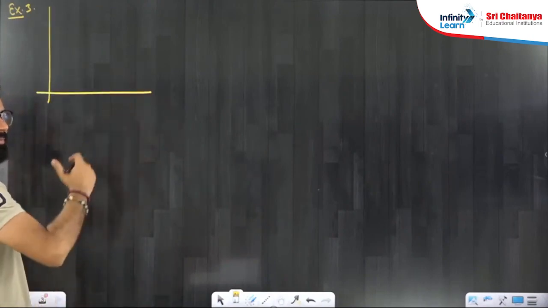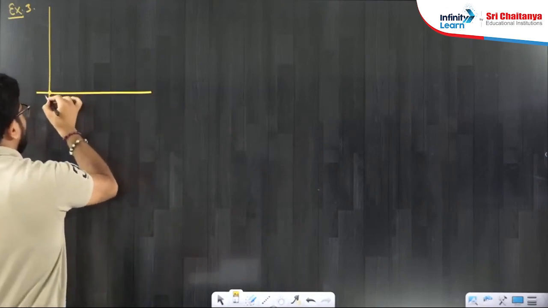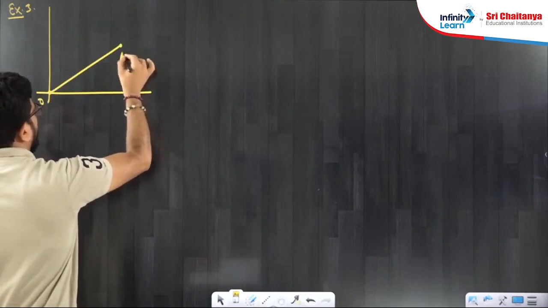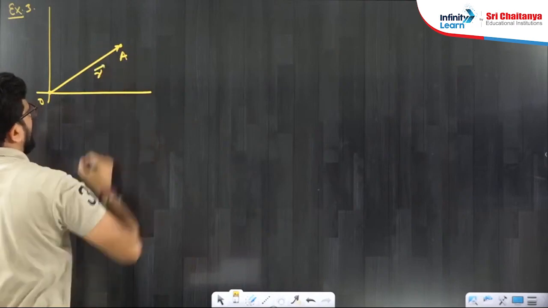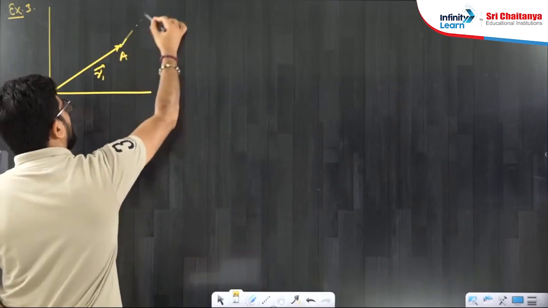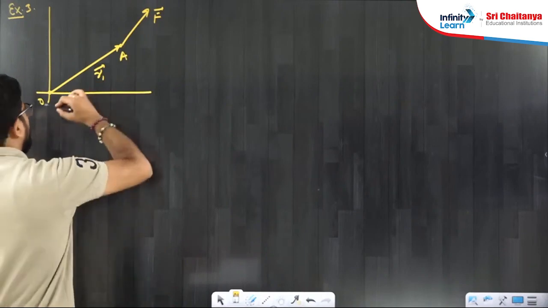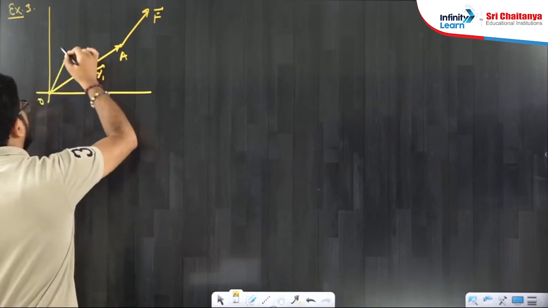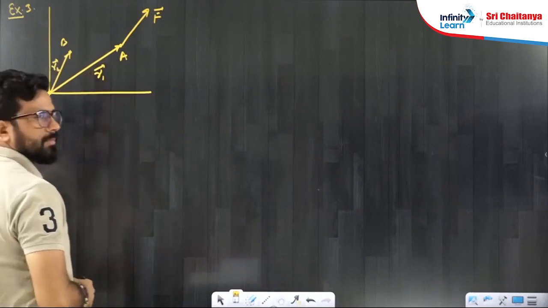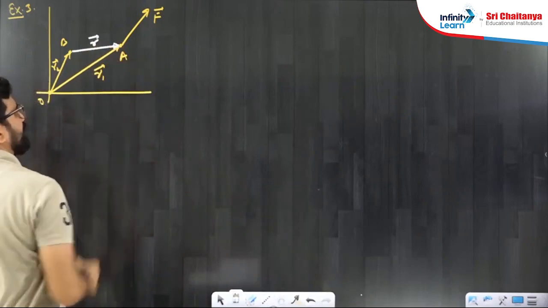This is just a schematic diagram. It is not a correct diagram, I am telling you already, so don't focus on that part. Suppose this is the origin and I am taking here one point A. This is a position vector R1. On this position vector there is one force acting, this is F. And there is one more point, this is point B, and this position vector is R2. If I join both points, this becomes an R vector.